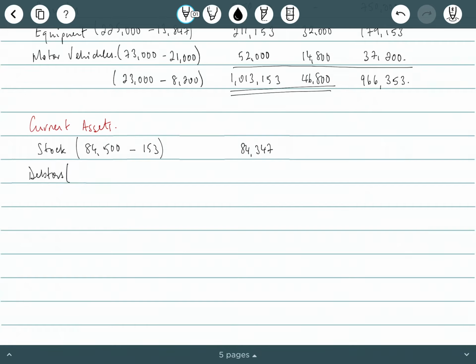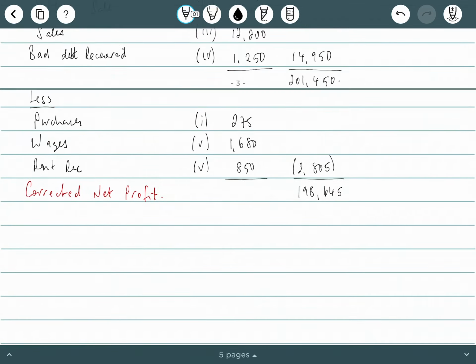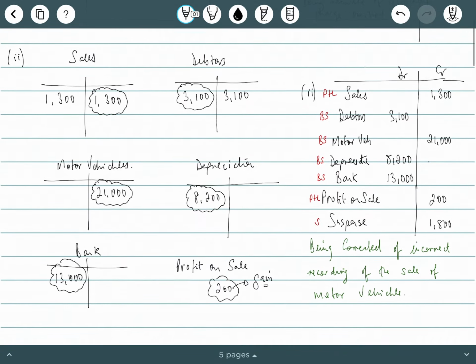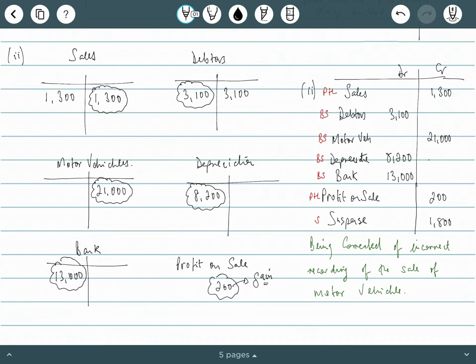Okay, your debtors are 26,200. Now, the debtors was affected quite a bit. Okay, so let's work from the top and work our way down. Purchases, creditors there. No, okay, debtors. So where was debtors affected here? Just in one spot, so not too bad.